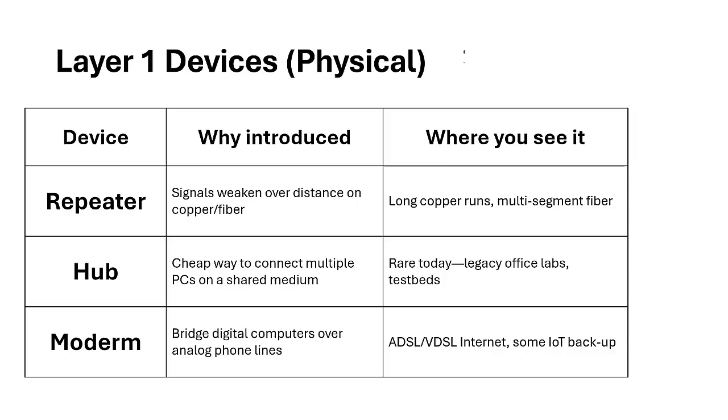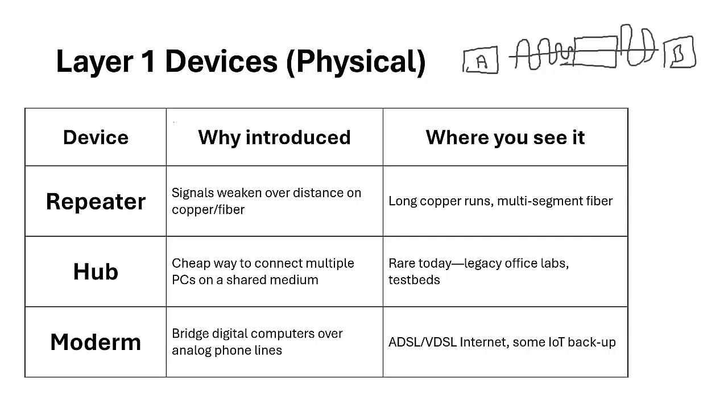Let me explain. We have a system A and we have a system B. Let's say this is a cable. You're sending data from A to B. Now the signal is like that, but here what happens, the signal dips. So we install a repeater which is used to amplify the signal. Now repeaters are of two types, wired and wireless.